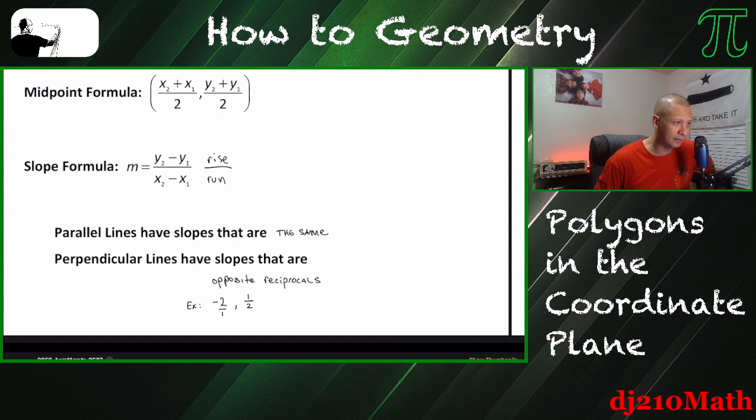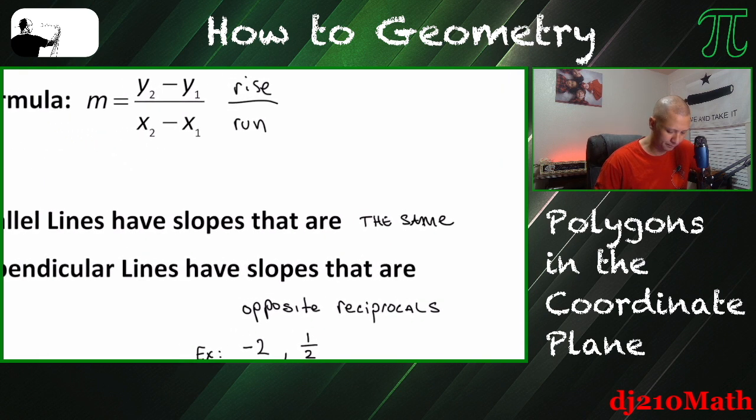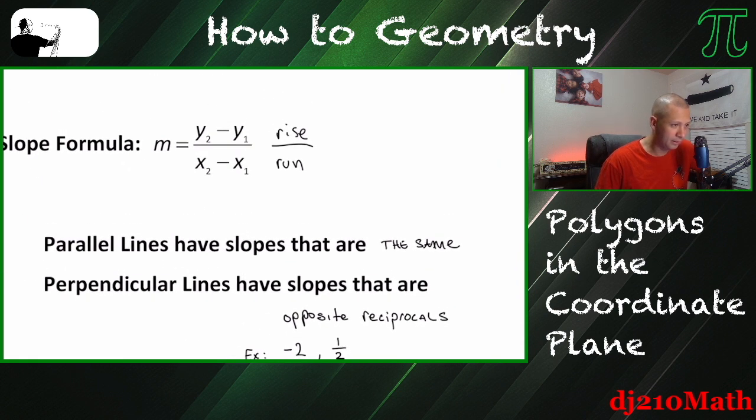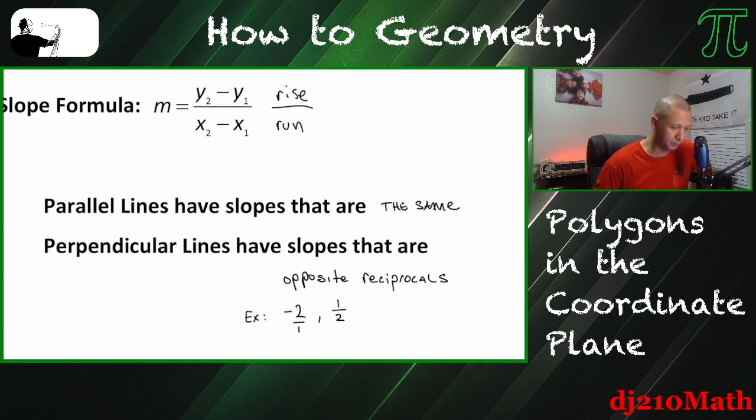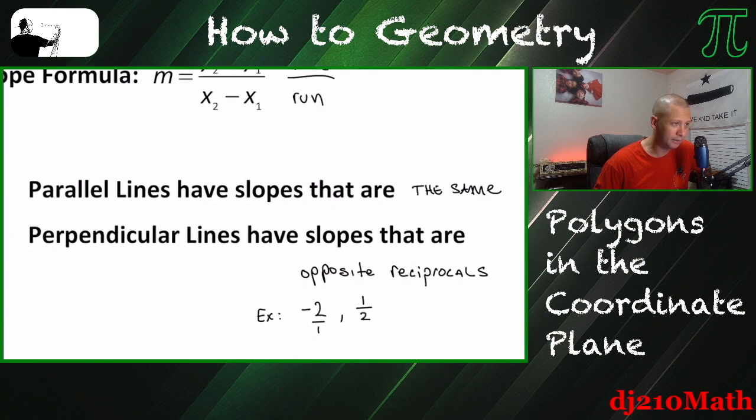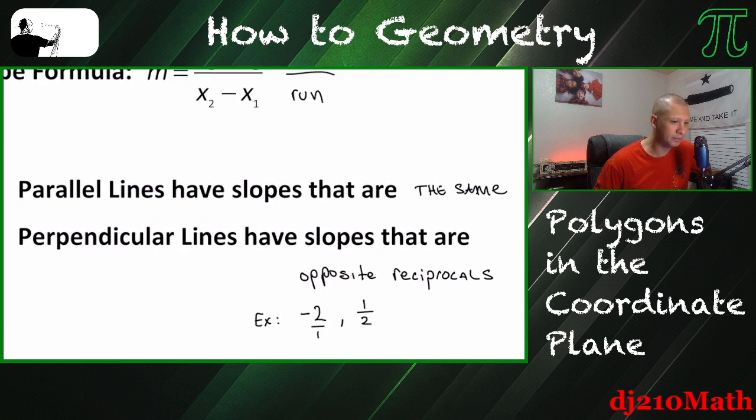Okay. Some couple reminders: if lines are parallel, then their slopes are the same. And perpendicular lines have slopes that are opposite reciprocals. For example, if the slope of one line is -2/1, then the opposite reciprocal would be 1/2, meaning these lines would be perpendicular to one another.